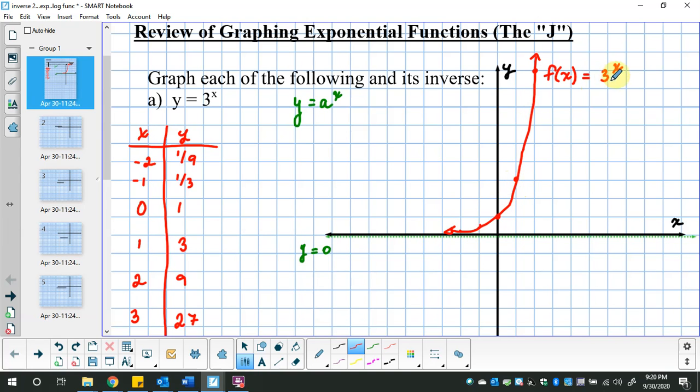Hopefully, if you are getting 300% interest, which you will never do, this is a picture of how your money grows from 0, so this part doesn't exist. So this would be a picture of what your money does.